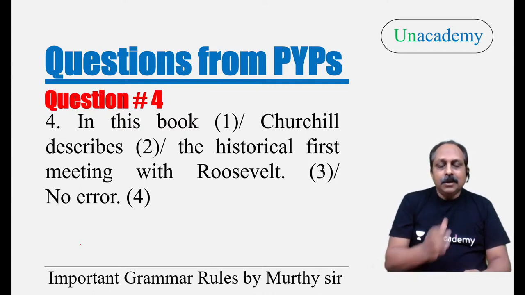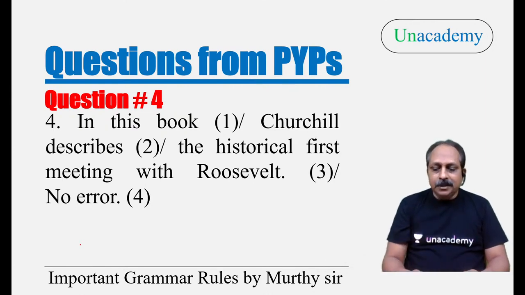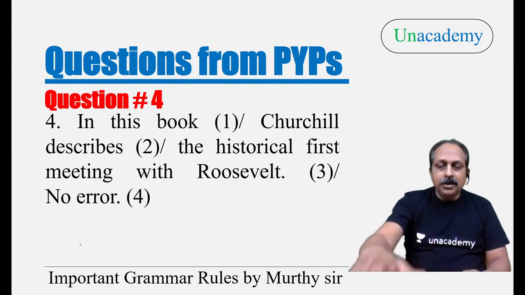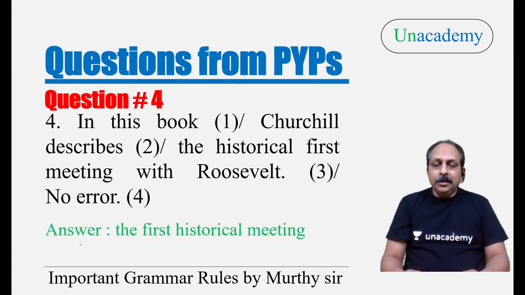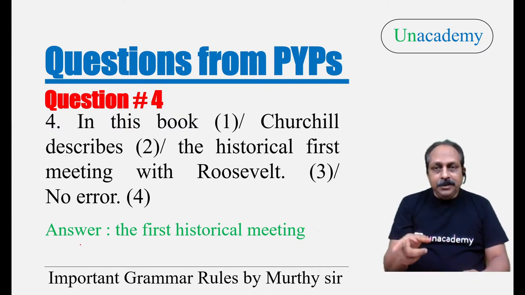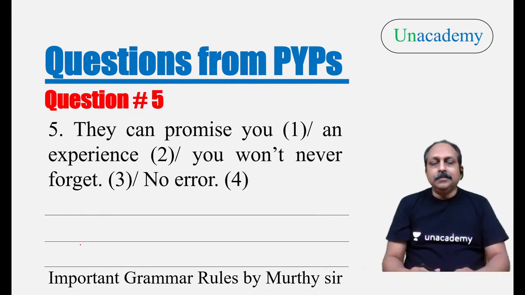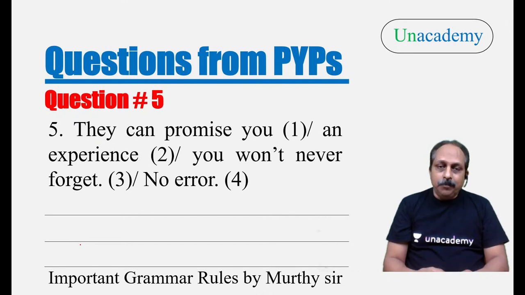Here it should be the first historical meeting. It is not the correct order of words. The first historical meeting. In this book, Churchill describes the first historical meeting with Roosevelt. That's very good. Not an easy one under pressure. Now let us go to question number 5, the last question related to error location. There are three sets, in fact.